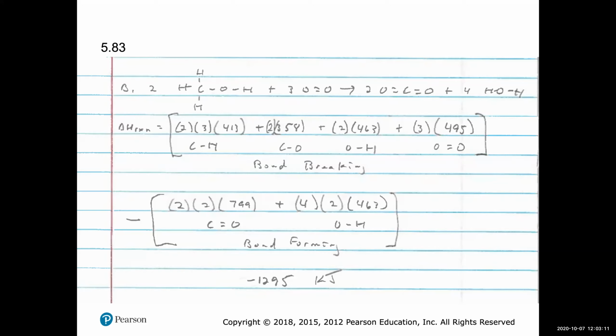Then you'd subtract the bond forming side, and you'd do the same thing. You'd go through, look at the molecules, you'd look at what bonds are being formed, get the bond energy for that, and then multiply it by the number of those bonds and by the number of moles as well. And then you'd sum all that up, and that would get subtracted from the bond breaking side. And that would give you an estimation of your delta H reaction.